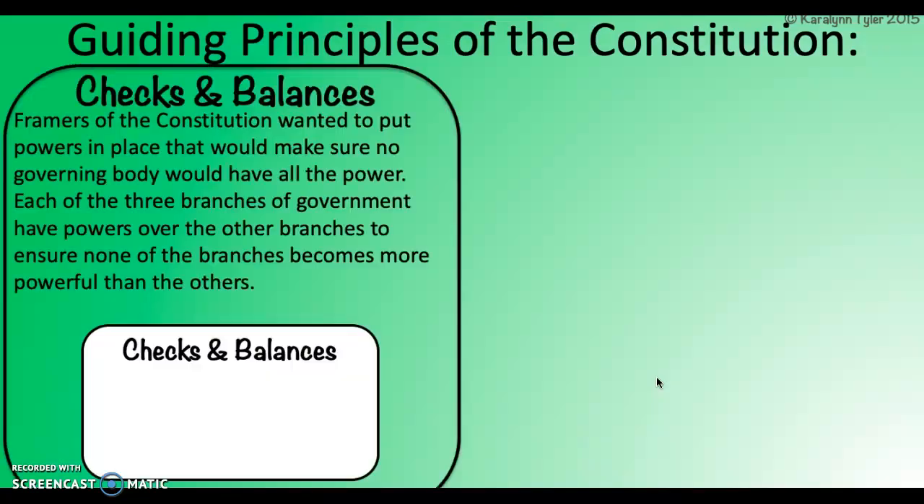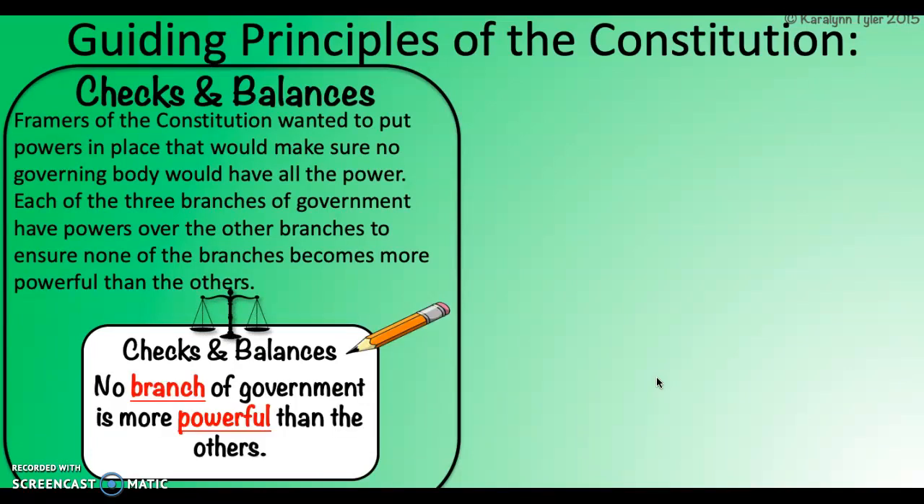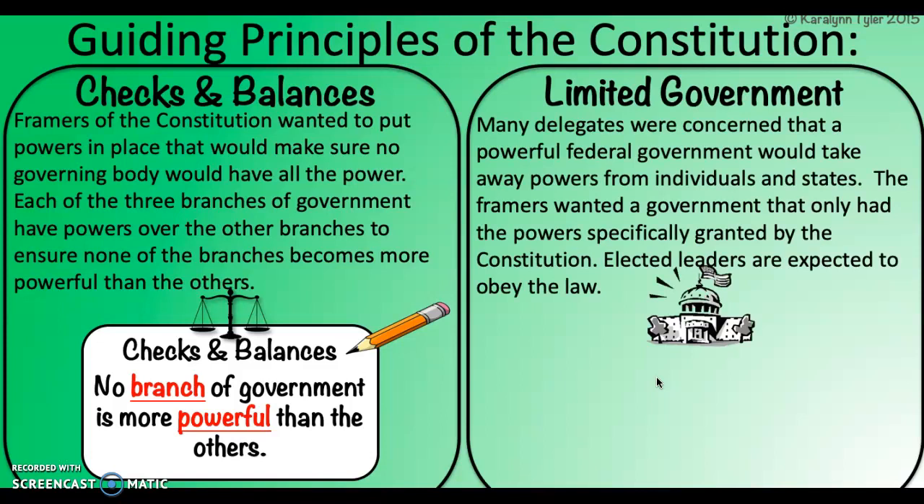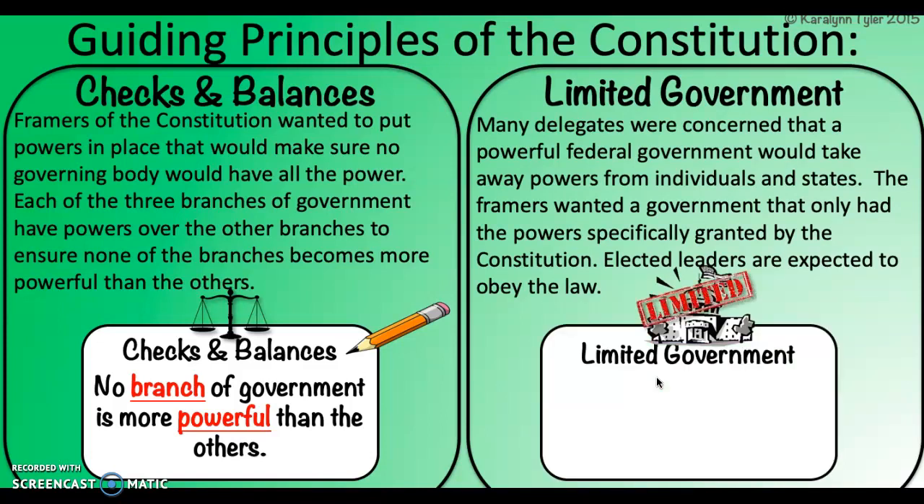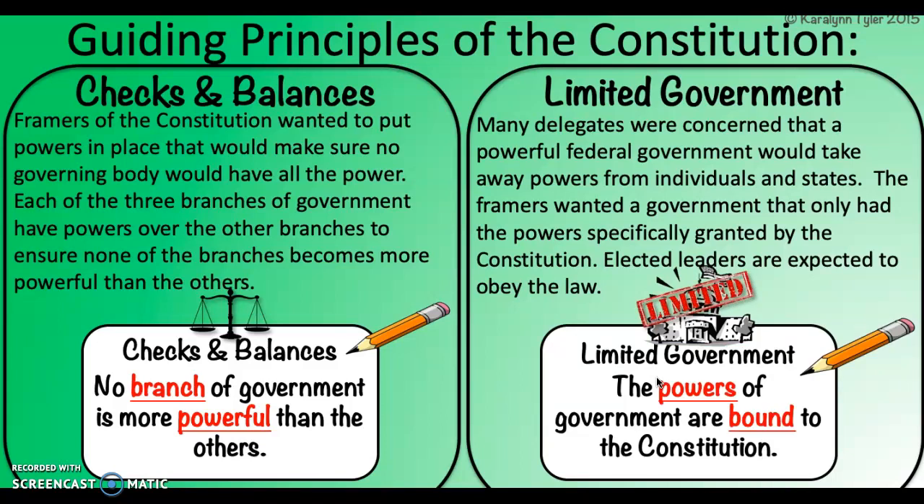The fifth guiding principle is the idea of checks and balances. Again, that the branches that they've now created would have the powers divided, and then trying to figure out how to balance each of those branches so that not one was more powerful than the others. The sixth guiding principle is this idea of limited government. The framers wanted a government that only had the powers specifically granted to it by the Constitution, so that our elected leaders would be expected to obey the law, which hadn't always been true in previous governments.